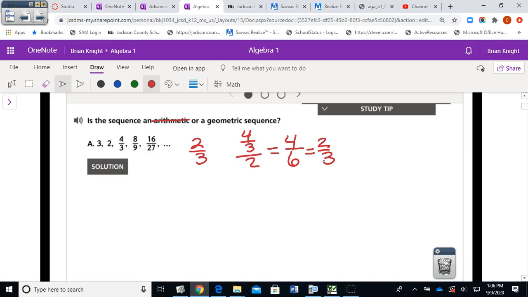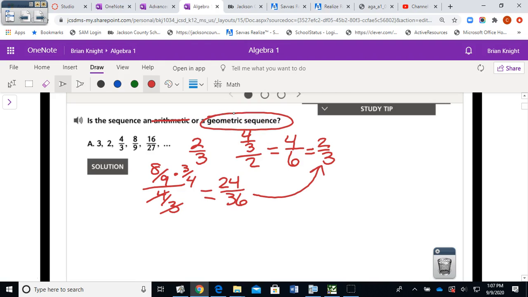Same thing. Okay? If I want to try one more, 8 over 9 divided by 4/3. What would I do? How do you divide a fraction by a fraction? Multiply by the reciprocal. Okay? So those cancel. 24 over 36 reduces to 2/3. So we get 2/3 every time, so it is geometric. You would multiply by 2/3 every time.